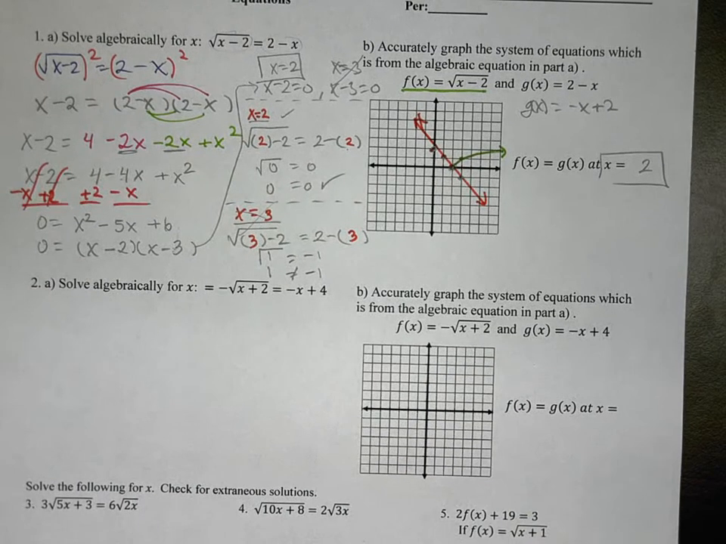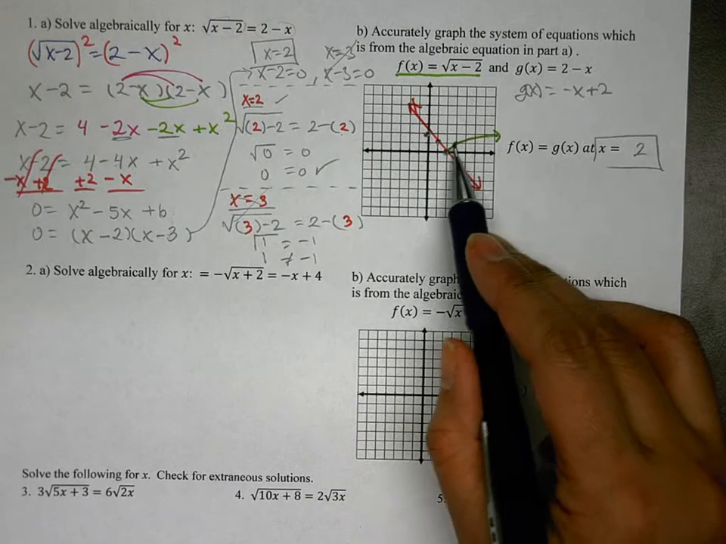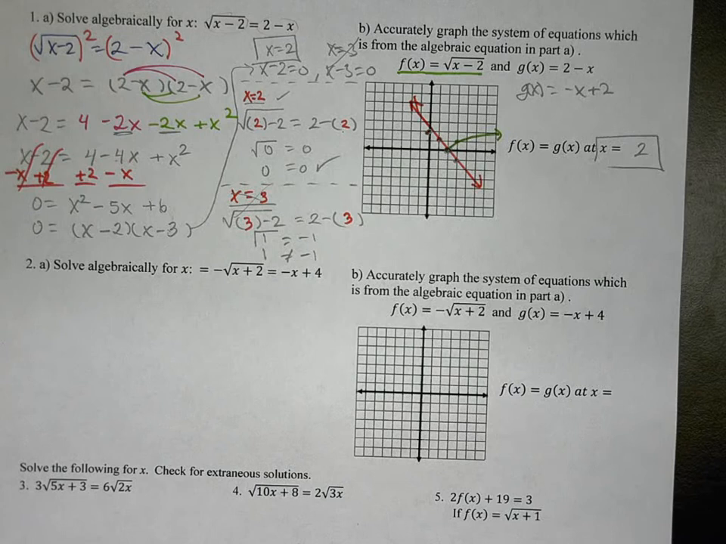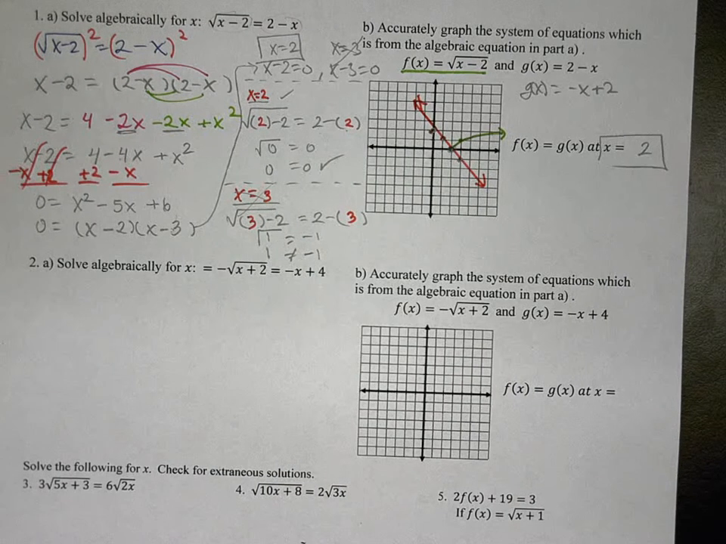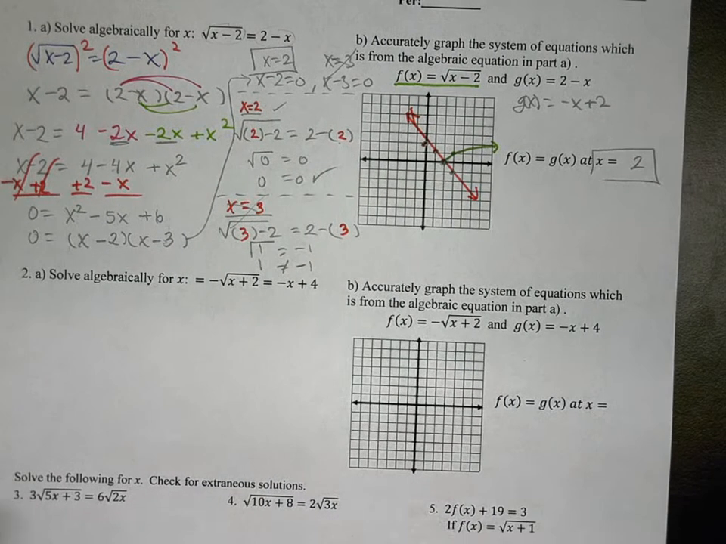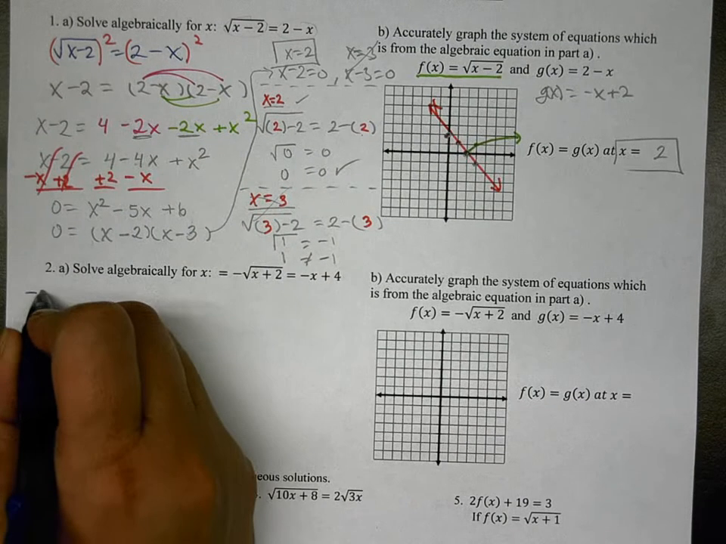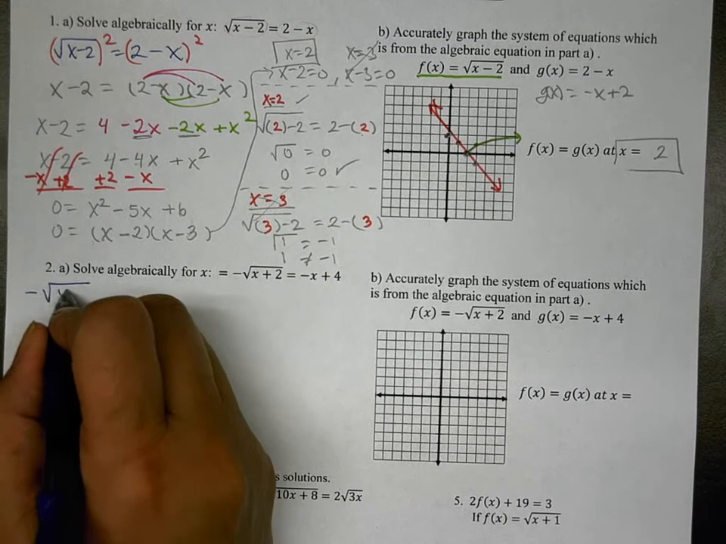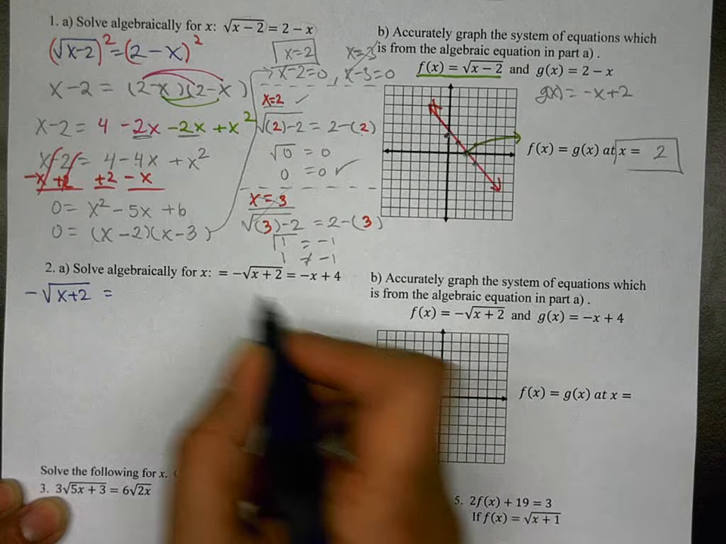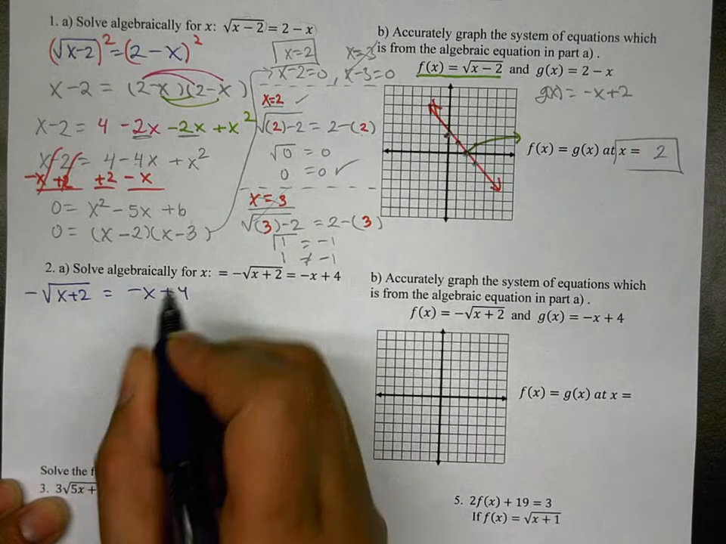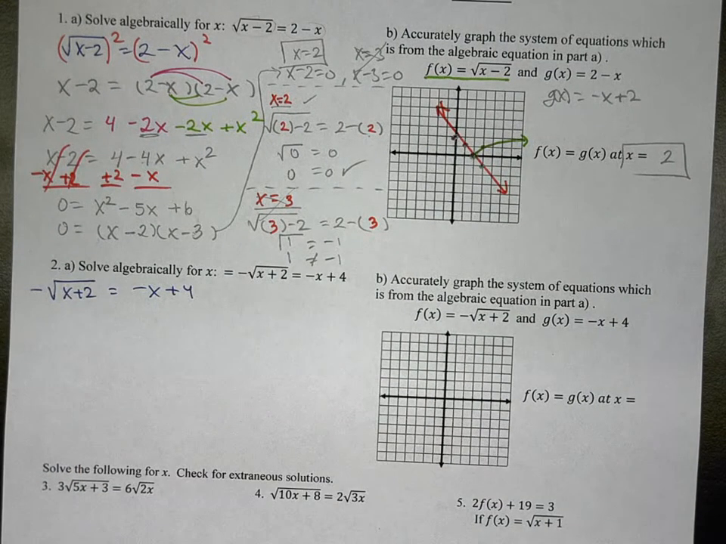All right, in class I'll show you a tool on how to get more points on the green graph other than just the 2. All right, next one, same thing. I am going to solve algebraically. Negative square root of x plus 2 equals negative x plus 4.